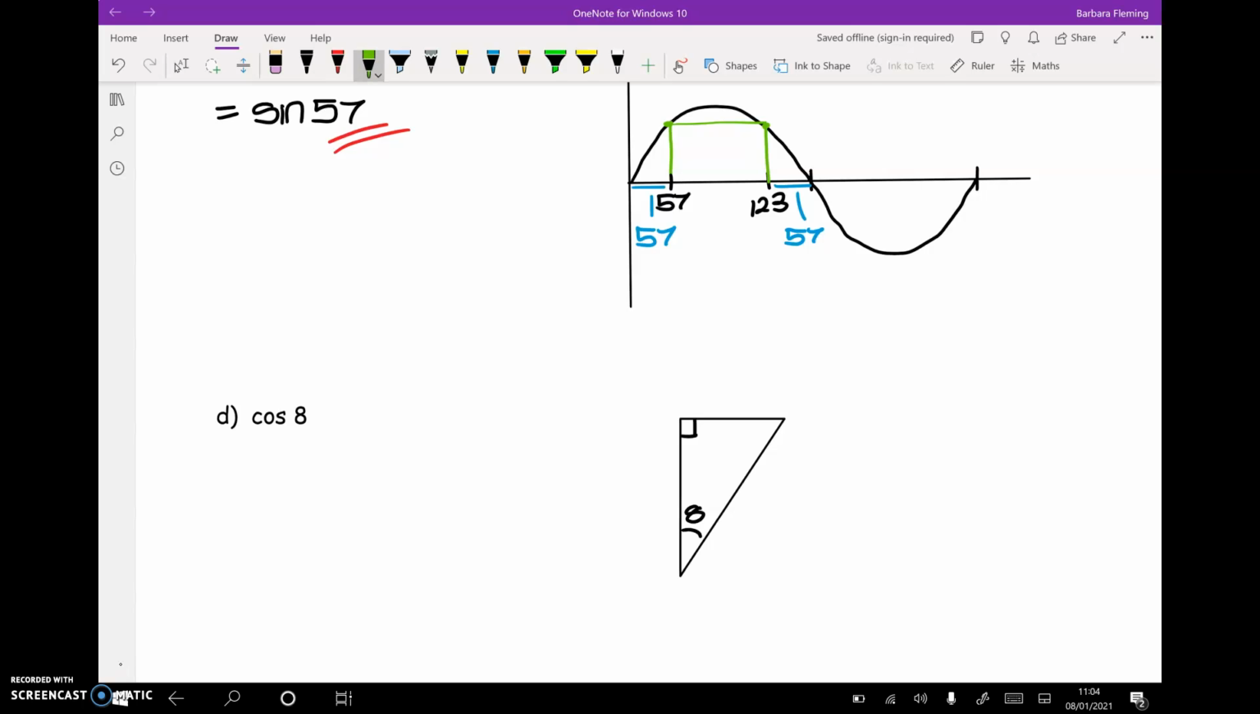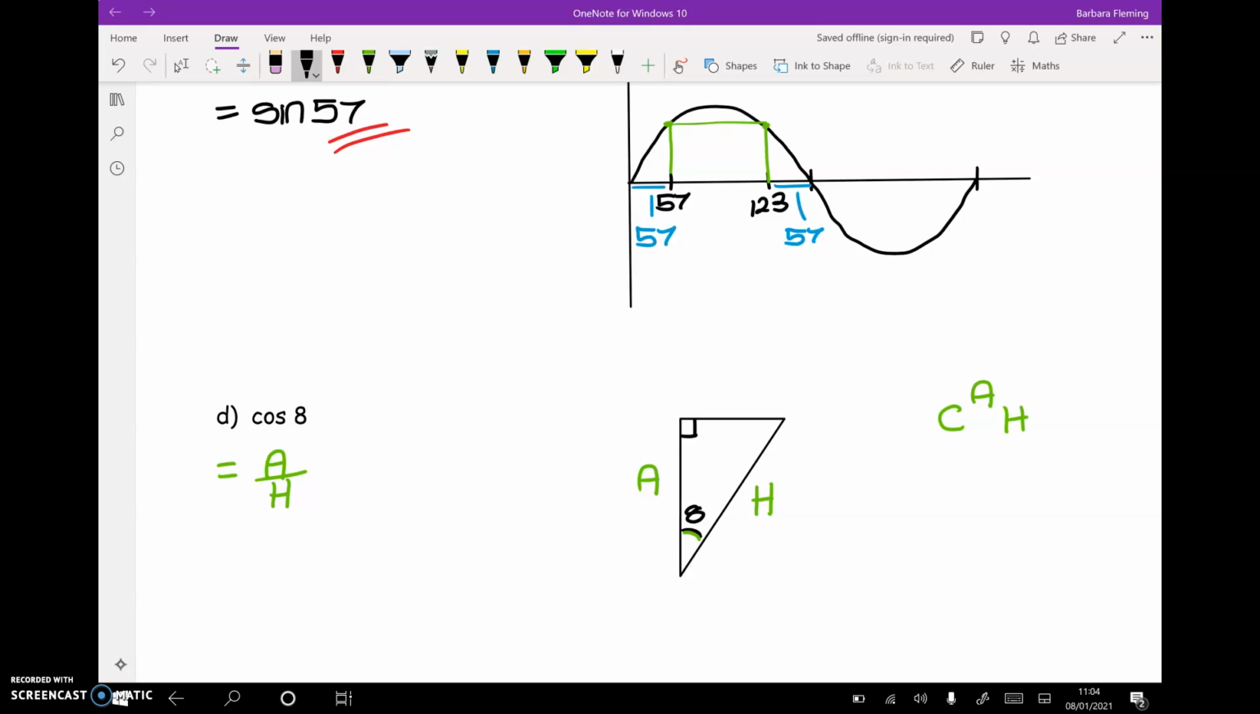Now you know from your National 4 officially, but from National 5, that cos of an angle is adjacent over hypotenuse. So cos of this angle 8 is the adjacent over the hypotenuse. So cos 8 equals adjacent over hypotenuse. Now, we don't want cos of the angle, we want this in terms of sine. So we need to figure out what's going on with sine.